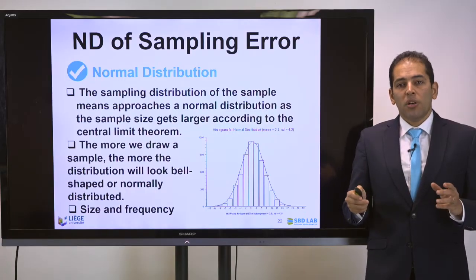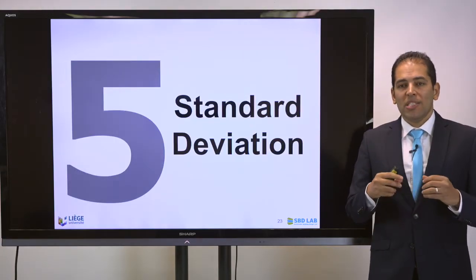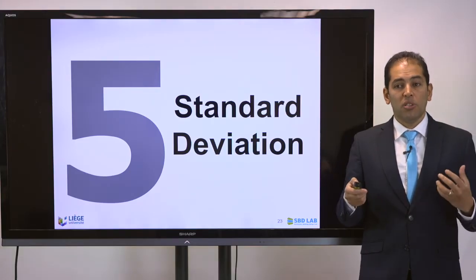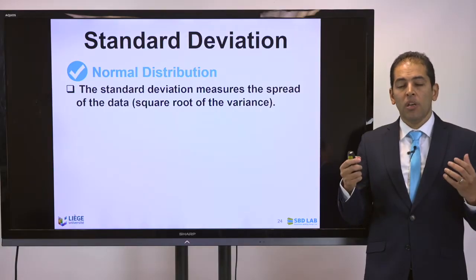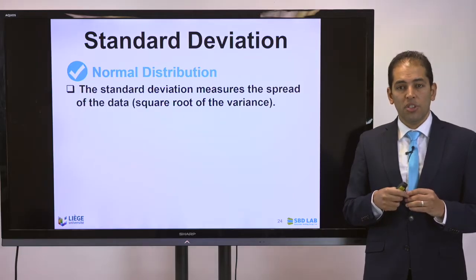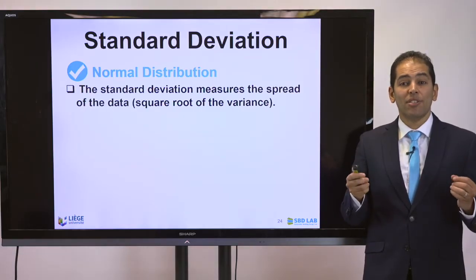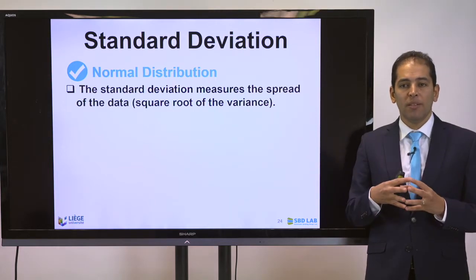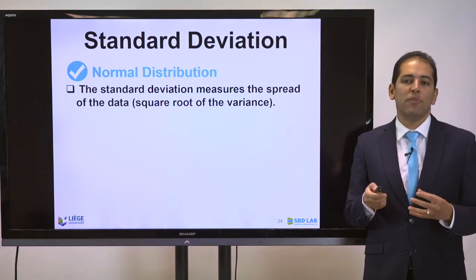Now allow me to move to another very important point, which is the standard deviation and its importance. But allow me to first explain what standard deviation is. Under normal distribution conditions, the standard deviation measures the spread of the data, which in a mathematical approach is simply the square root of the variance.